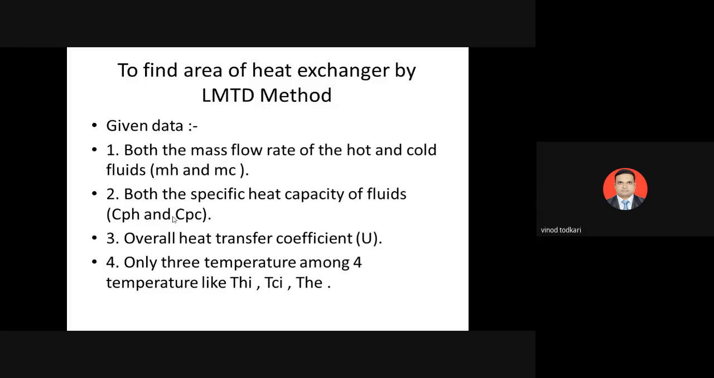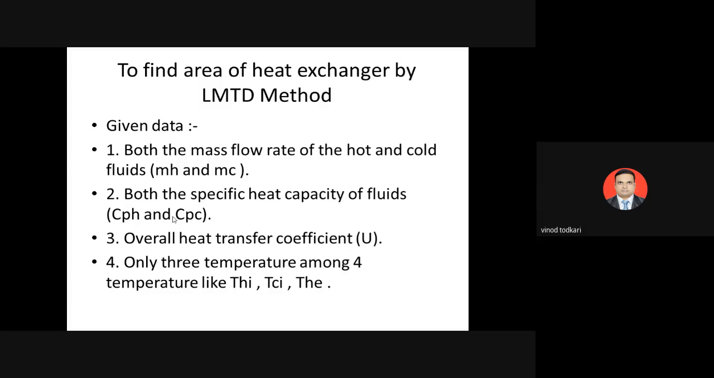Okay, now we'll start with the first method, which is the LMTD method. First thing is that we have to note down the given data. While noting down the given data, what things do we have to note down? We have to note down the mass flow rates, that is, the mass flow rate of hot fluid and cold fluid. That is MH and MC.